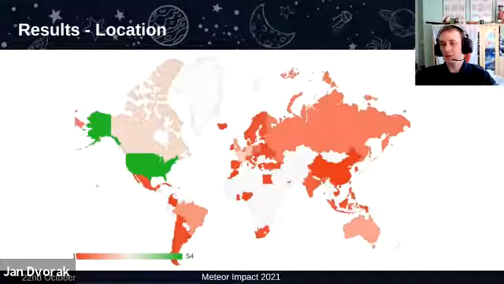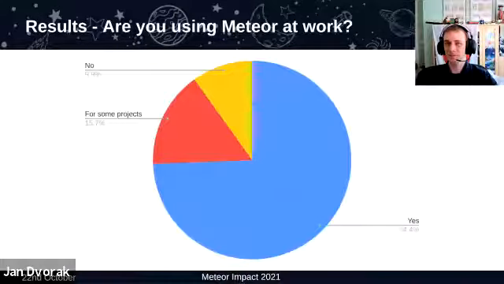I know that in many places there are still more developers than answered the survey. So the challenge for next year is to, again, get out to more developers and get their responses. As for whether they were using Meteor at work, as you can see, almost 3/4 answered yes. So that's definitely an improvement. And also a couple more, or well, in this case, tens of people using it at least for some projects.